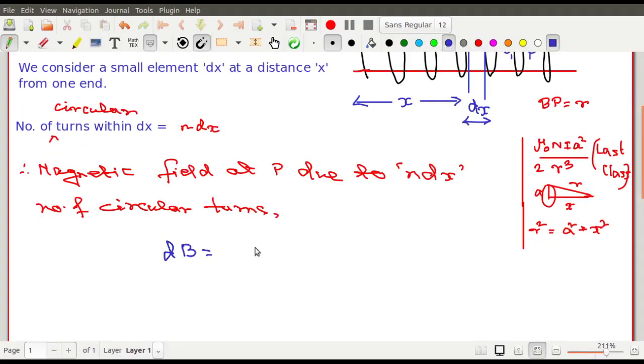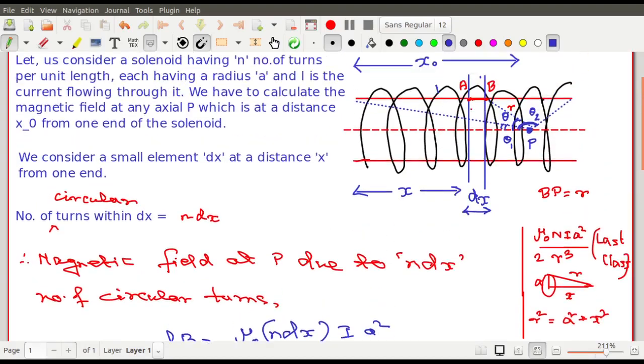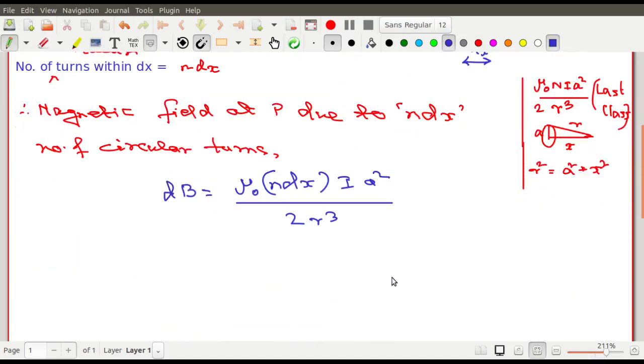So dB equals to how much? This is mu 0. This one is ndx. This is the number of turns. Then it will be I square, and then it is 2 times of r cube. Here let me show the current. So this is the current flowing in the solenoid, current I. So this is the expression that I obtained over here, and I need to work with this.